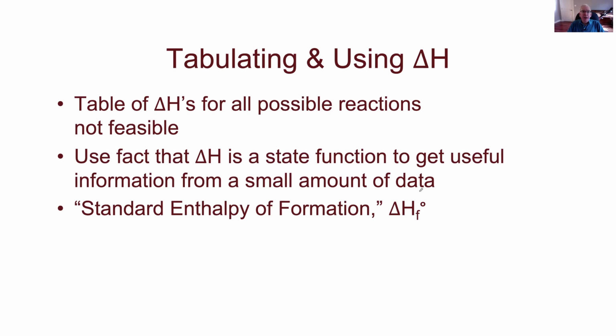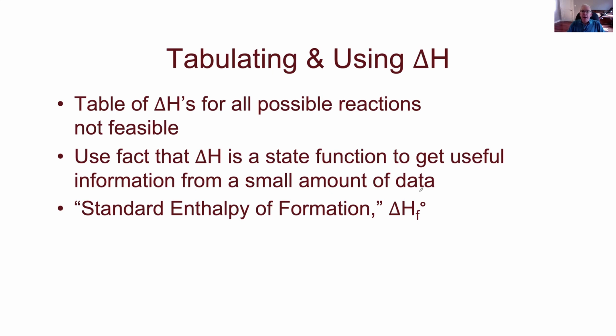Okay. Having a table that just lists delta H for every possible reaction would be kind of an impossible task, right? Because just think about the number of reactions that we've seen already this semester that have O2 in them. If I had to have every one of those reactions there for every possible substance, it would be an exhaustive and incredibly large list that no one could ever really assemble. But delta H is a state function, and that means we can get useful information from a reasonably small amount of data. Essentially, there's a system that people have worked out and agreed upon that says we tabulate one value for each chemical substance, and we can use those to calculate the enthalpy changes for any reaction that's of interest.